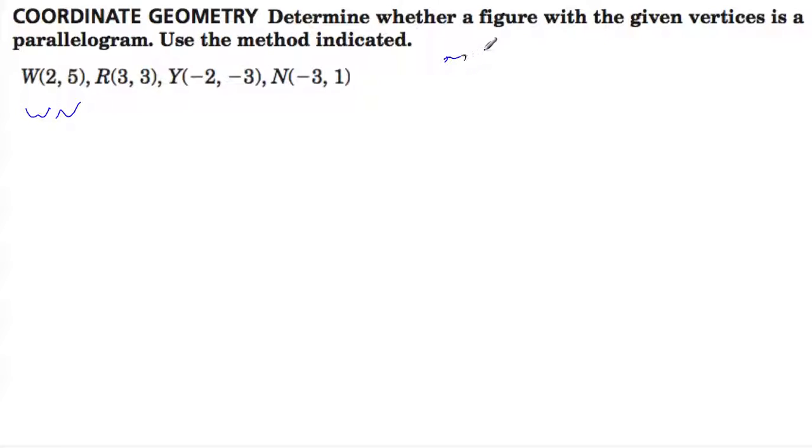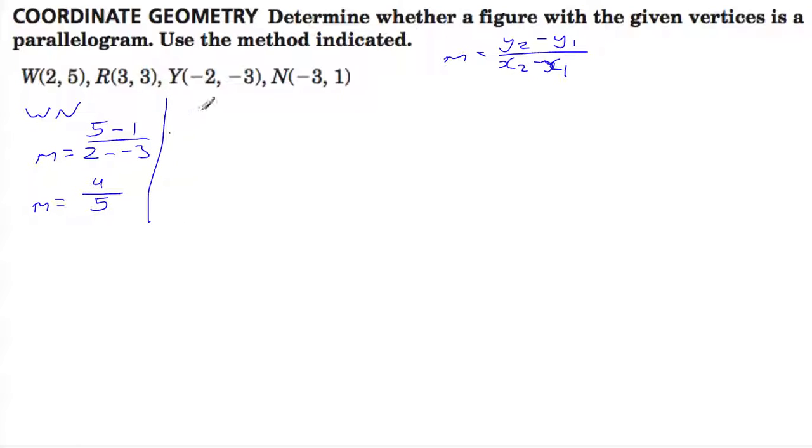remember the slope formula, m is for slope, is the change in the y's, so y2 minus y1 over x2 minus x1, changing the x's. So WN, that's going to be m is equal to 5 minus 1, changing the y's, over 2 minus a negative 3, changing the x's. So m is equal to 5 minus 1, which is 4. 2 minus a negative 3, that's 2 plus 3, which is 5. So WN is going to be 4/5.